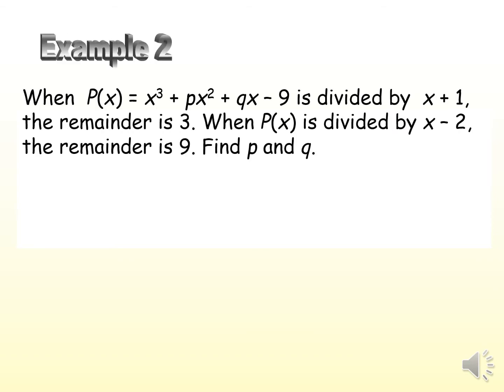Example 2. When P(x) equals x to the power of 3 plus px to the power of 2 plus qx minus 9 is divided by x plus 1, the remainder is 3. When P(x) is divided by x minus 2, the remainder is 9. Find p and q.